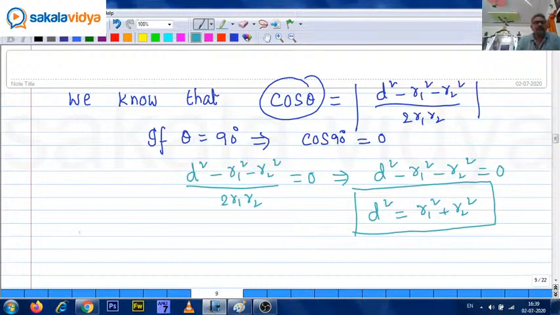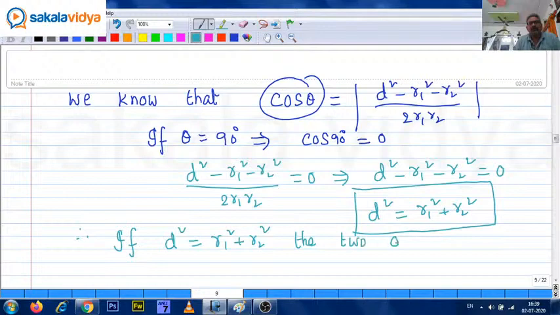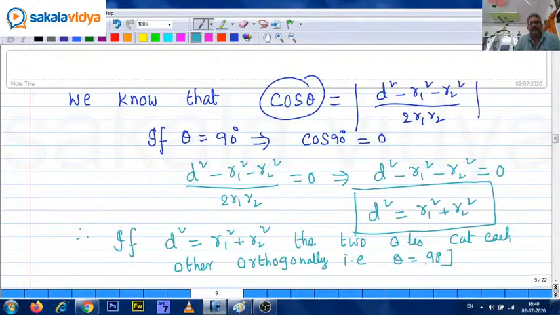So that means if D square is equal to R1 square plus R2 square, then two circles cut each other orthogonally. That is theta is equal to 90 degrees. This is a very, very important point.